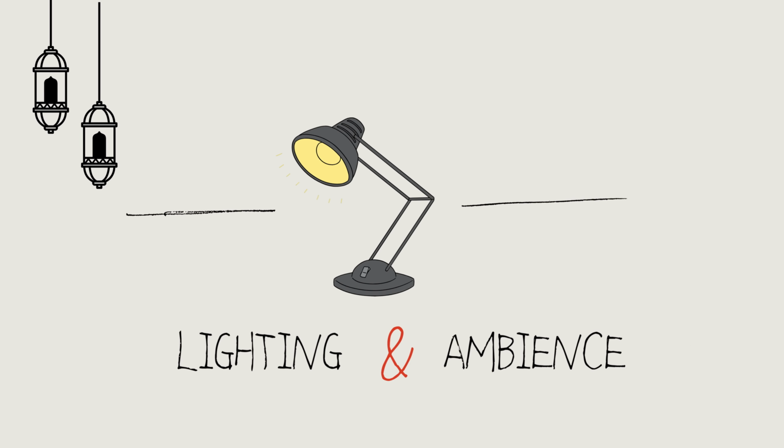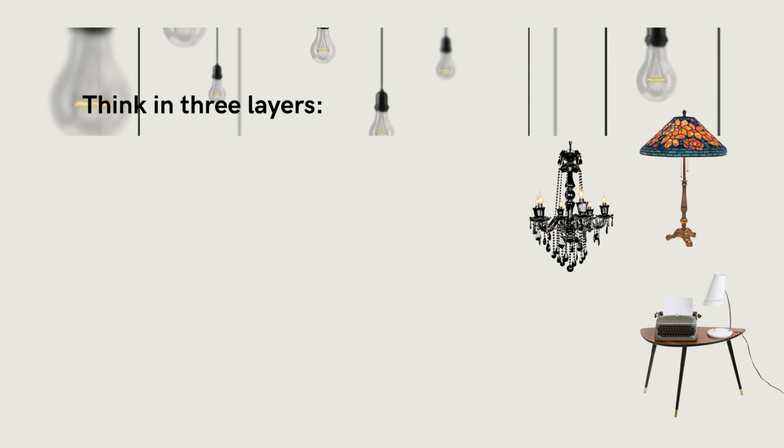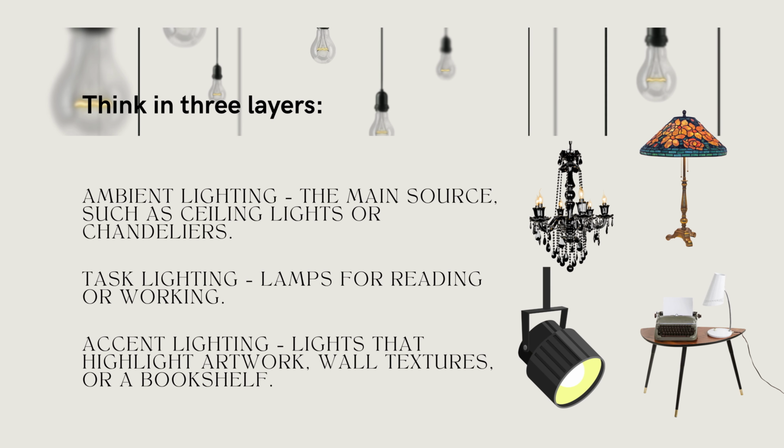Lighting and ambience. Lighting changes the entire mood of the living room. Think in 3 layers. Ambient lighting, the main source, such as ceiling lights or chandeliers. Task lighting, lamps for reading or working. Accent lighting, lights that highlight artwork, wall textures, or a bookshelf.